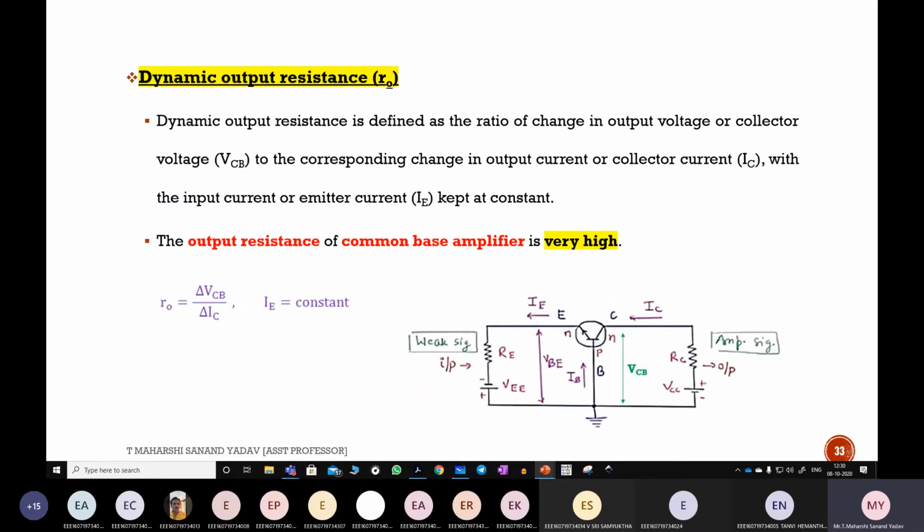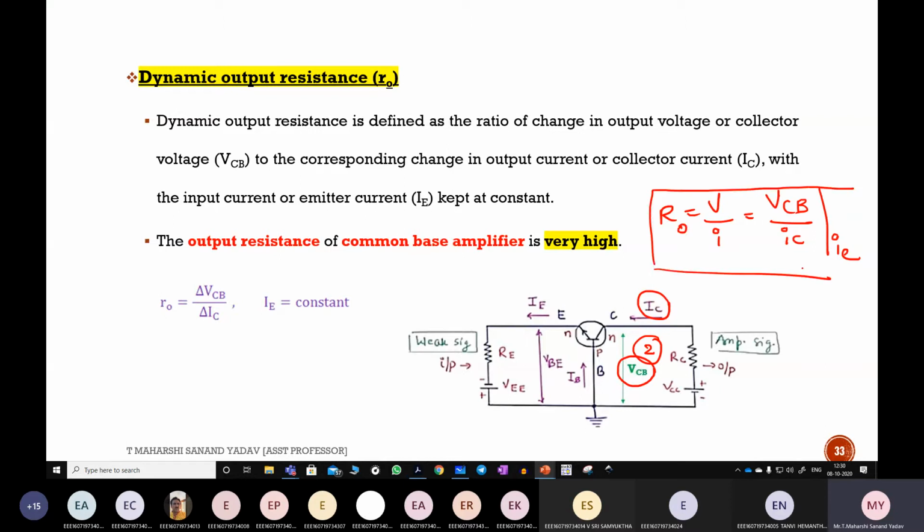Next, output resistance. Now consider only loop number 2. What is the output voltage? VCB. What is the output current? IC. Again, R is equal to V by I. So the voltage is VCB by IC, for different values of input current. Simply, this is R out. R output is nothing but V by I, which is output voltage by output current for different values of input.